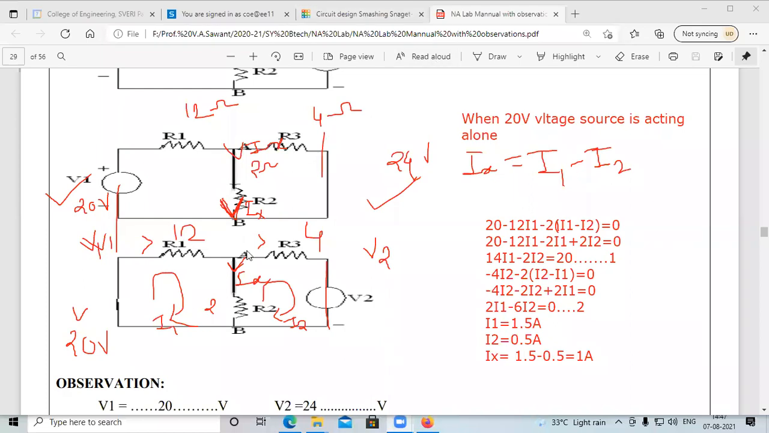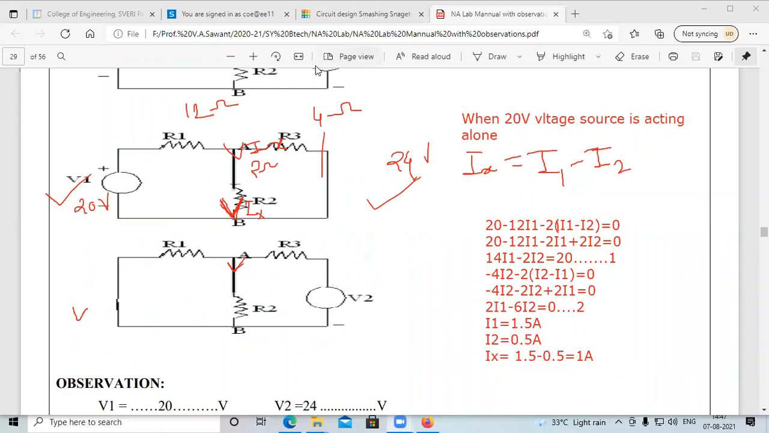Now the second voltage source, the 24 volt voltage source, is selected. At that situation, we want to calculate the value of Ix. The first situation can be represented as Ix dash, and the second situation can be represented as Ix double dash.